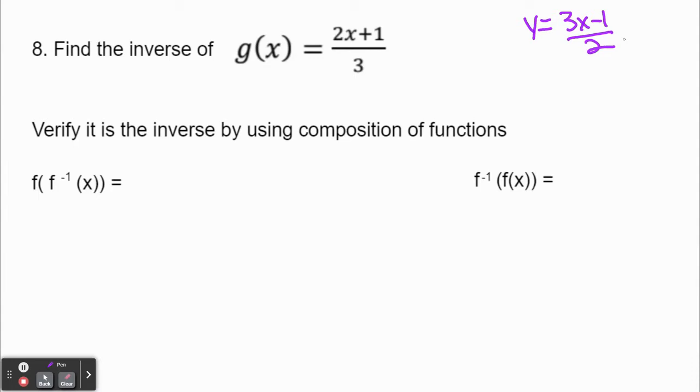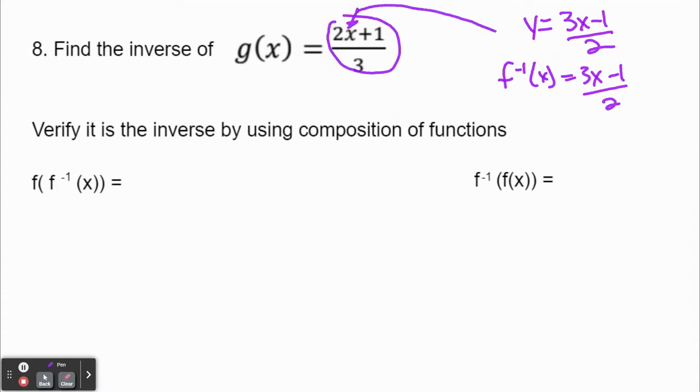And so when we are verifying if it is the inverse, we're going to plug the entire inverse into the original function. So what that looks like here is I'm taking the original function, and instead of plugging in x, I'm going to plug in the entire inverse. So it's really going to be 2 times 3x minus 1 over 2. So I plug in the whole thing, then I add 1 over 3.